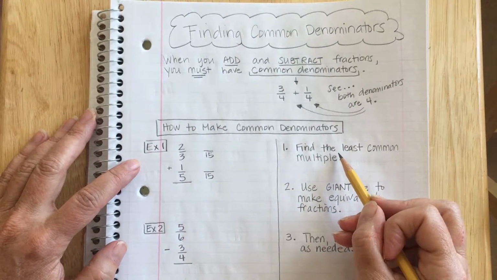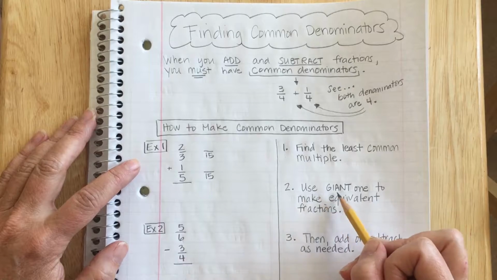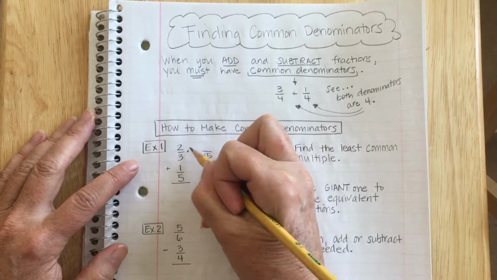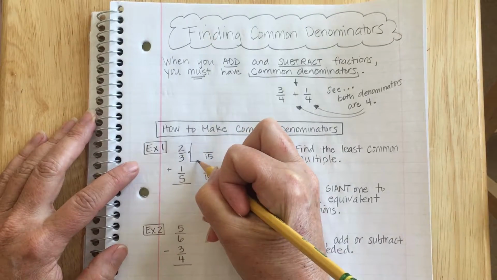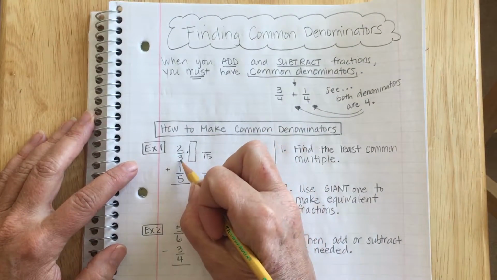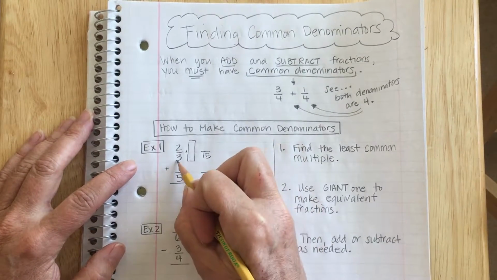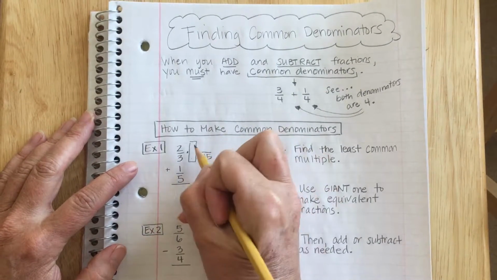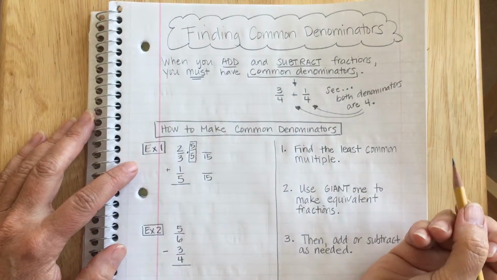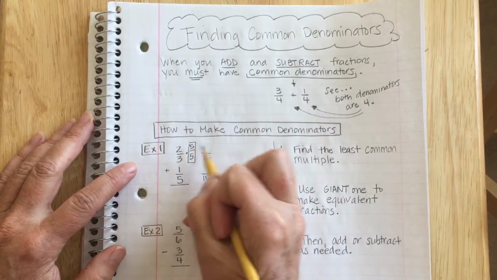So we've done step 1. Step 2, we're going to use giant 1 to make equivalent fractions. So I know that I need to multiply 2/3 by a 1 in order to get an equivalent fraction. In order to get from 3 to 15, I know that 3 times 5 is 15, so I'm going to write 5/5 as my giant 1. Then I know that 2 times 5 is 10.